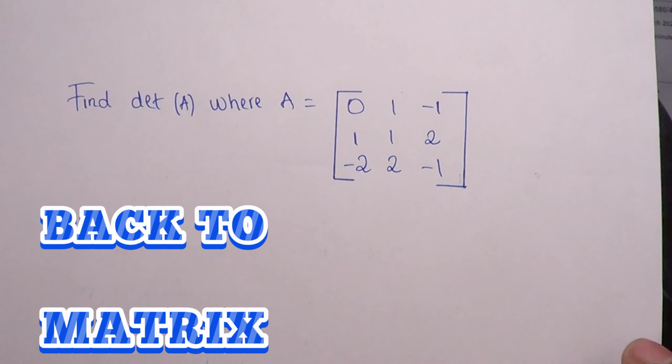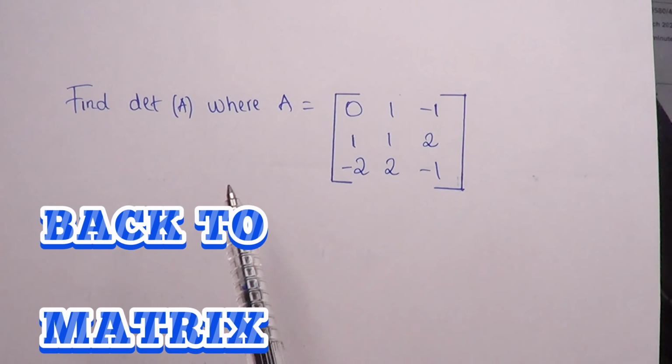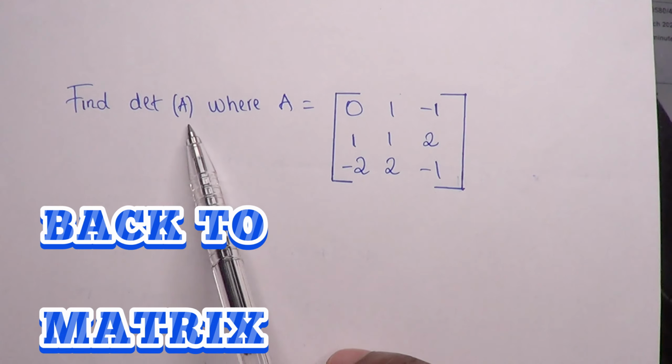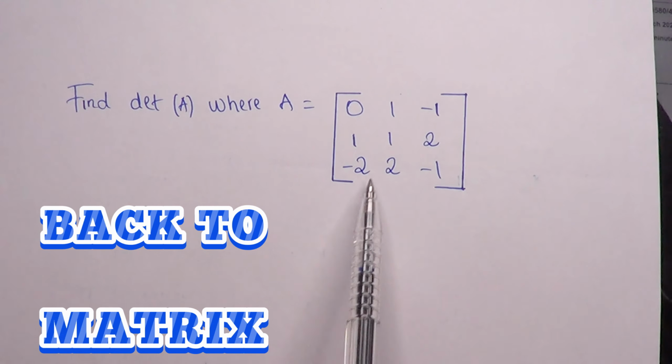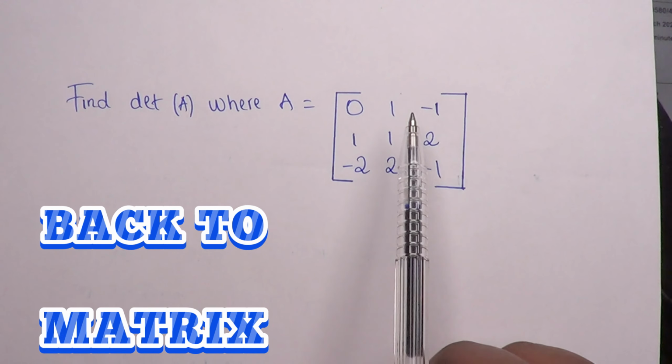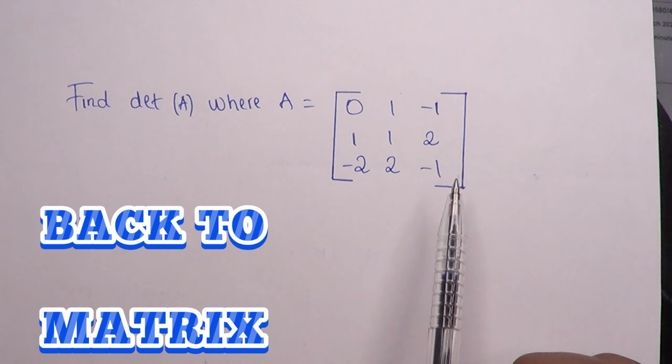Good. So in this question, we are being told to find the determinant of A, where A is equal to the matrix with rows 0, 1, negative 2; 1, negative 2, 1; 1, 2, negative 1, 2, negative 1.